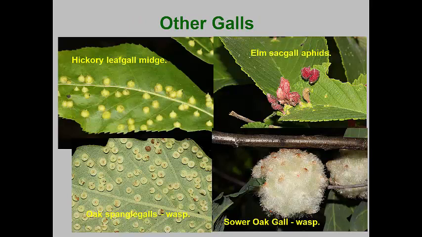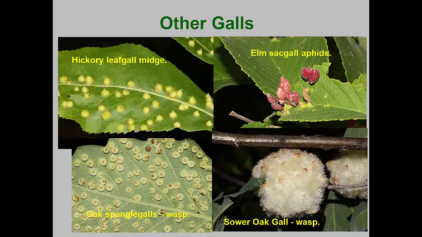Galls can take on an amazing array of forms, and some can look like other galls, while others can be truly unique. The hickory leaf gall making midge makes a gall that can be very similar to a Psyllid gall that is formed on the same hickories. The elm sack gall aphids make galls that are much larger than a similar gall that is formed by an Eriophyid mite on elm leaves.